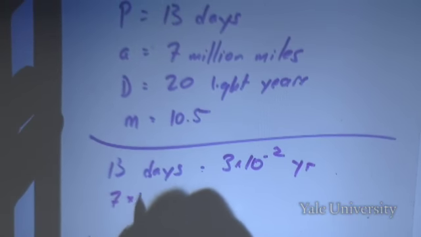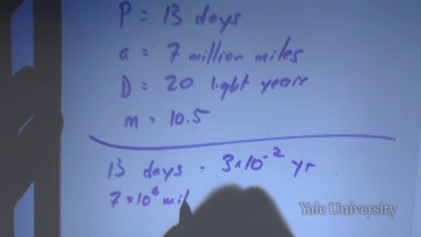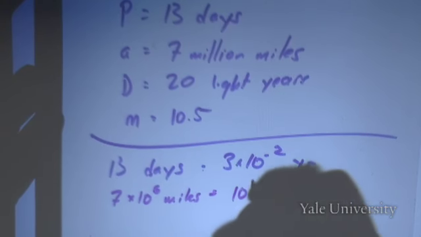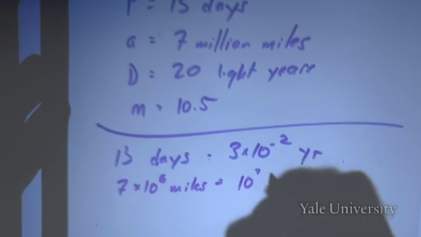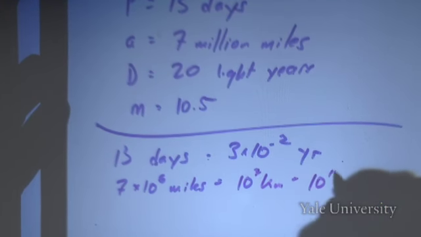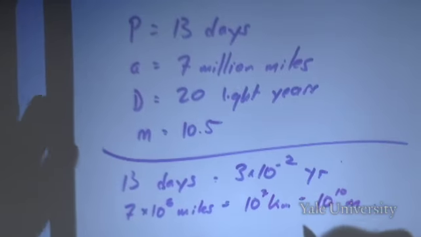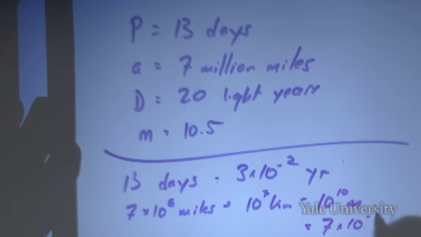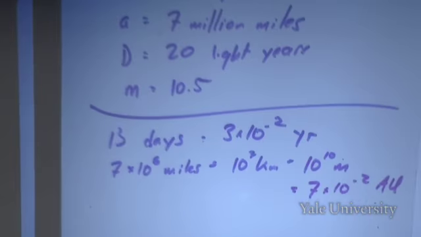7 million miles, that's something like 10 million kilometers. 10 to the 7 kilometers, which is 10 to the 10 meters. So that's something like 7 times 10 to the minus 2 astronomical units.